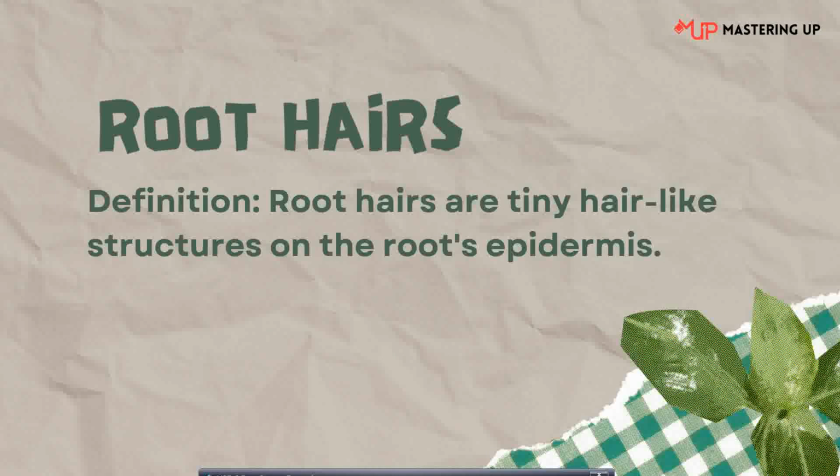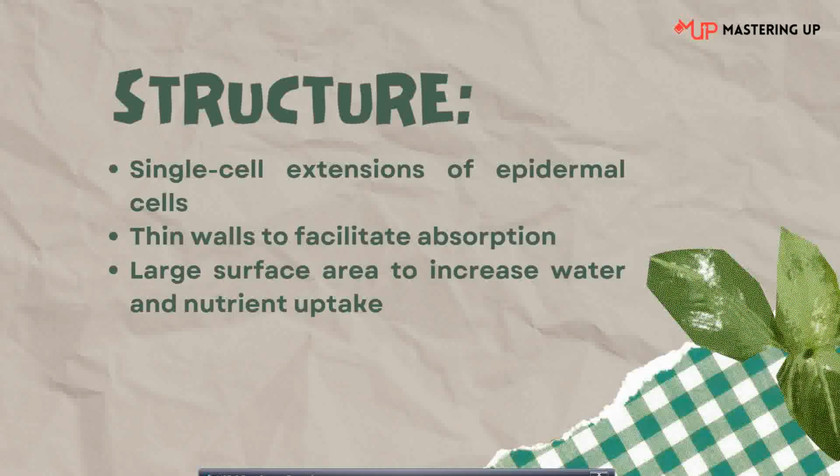Now root hairs. What are root hairs? Root hairs are tiny hair-like structures on the root's epidermis. So the structure of a root hair: it is a single cell extension of an epidermal cell. As I already told you, root hairs are single cell extensions of epidermal cells. They are thin walled to facilitate absorption. Their major function is to absorb.